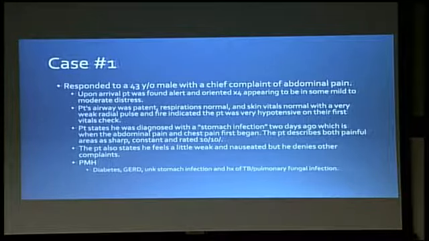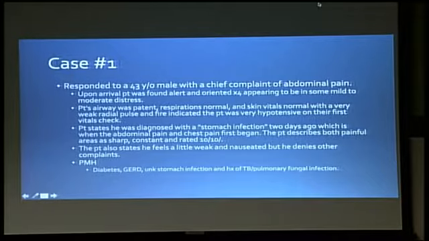43-year-old male, chief complaint of abdominal pain, alert and oriented ×4, mild to moderate distress, airway patent, vitals were normal, weak radial pulse. Patient was very hypotensive on the first vitals check. Quote, diagnosed with a stomach infection 2 days ago, which is when the abdominal pain and chest pain first began. Describes both painful areas as sharp, constant, and rated 10 of 10. Feels weak, nauseated, etc. Denies significant past history.